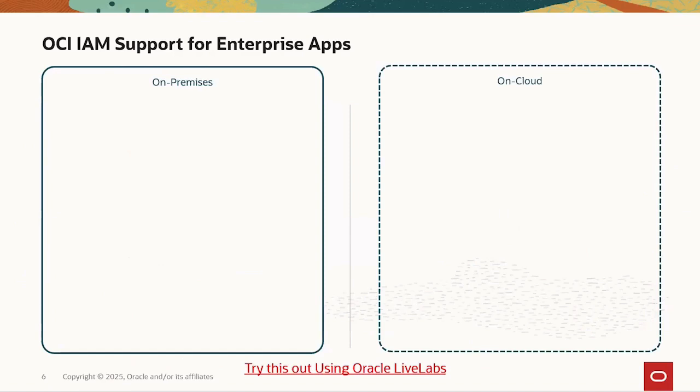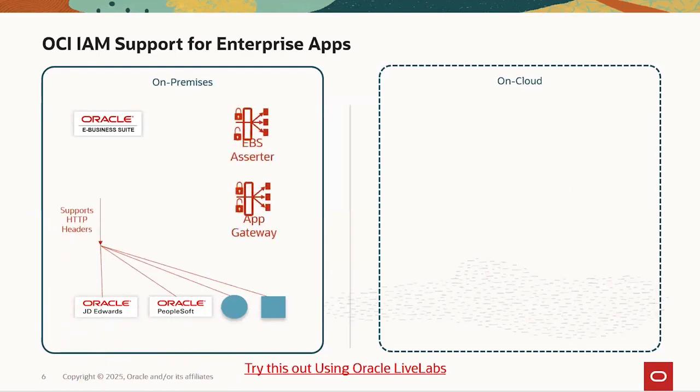So let's see how OCI IAM can support single sign-on for your enterprise applications. On the left side, we have your on-premise world where you would have your enterprise applications like E-Business Suite, JD Edwards, or PeopleSoft, which don't support modern standard protocols for single sign-on, and that's where there is a disconnect between your on-premise and the cloud side. Using dedicated features like the E-Business Suite asserter or App Gateway, you would be able to connect these kinds of applications to the cloud world.